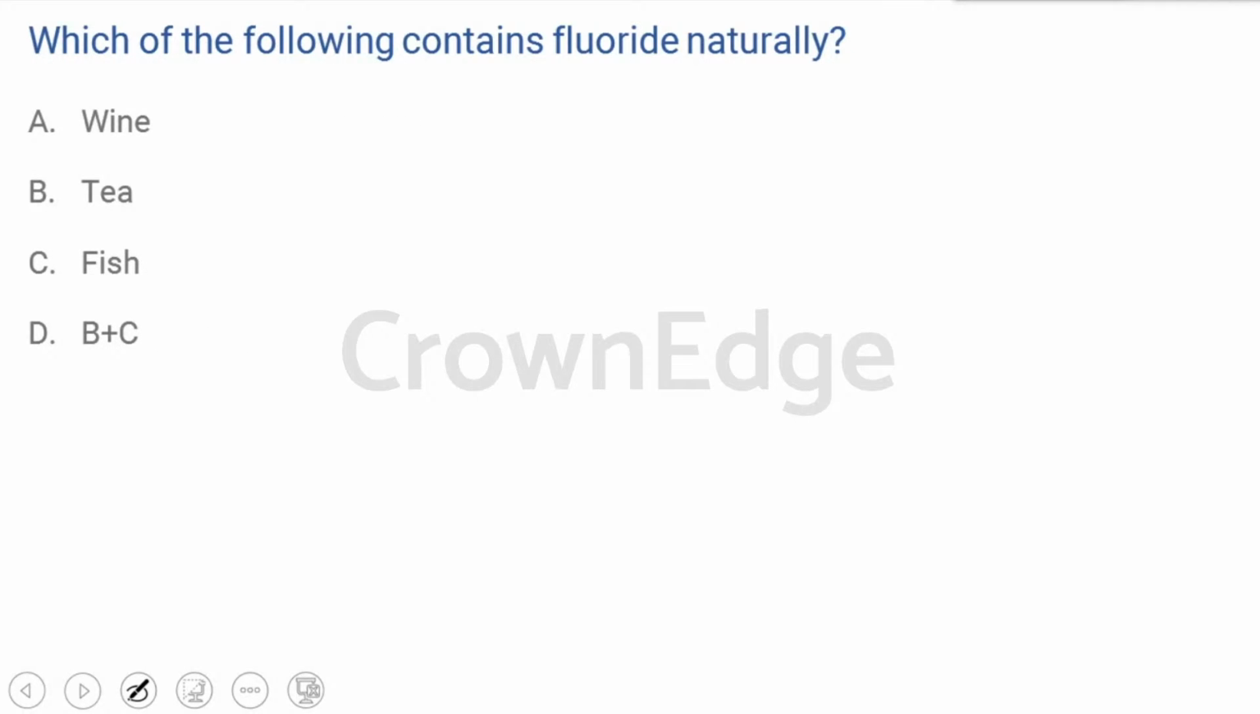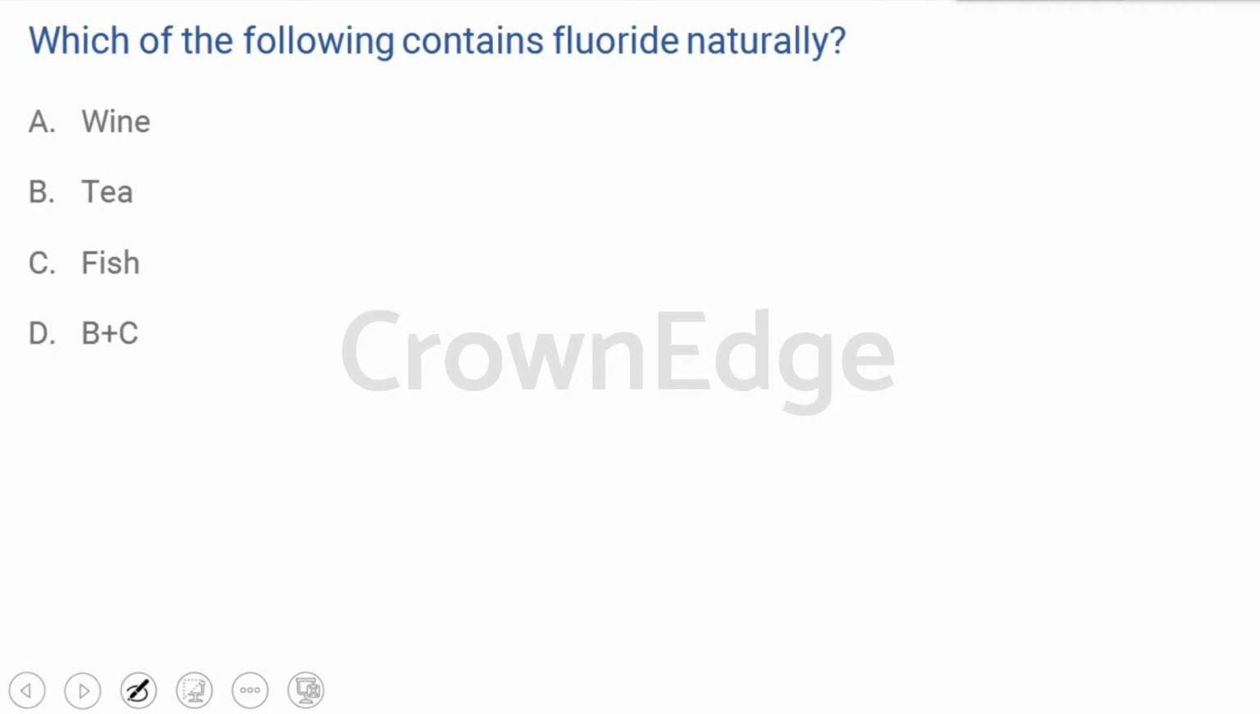Which of the following contains fluoride naturally? A. Wine, B. Tea, C. Fish, and option D is a combination of option B and option C, which is tea and fish. So your pick for this answer is going to be option D. Naturally, tea and fish do have fluoride in them.